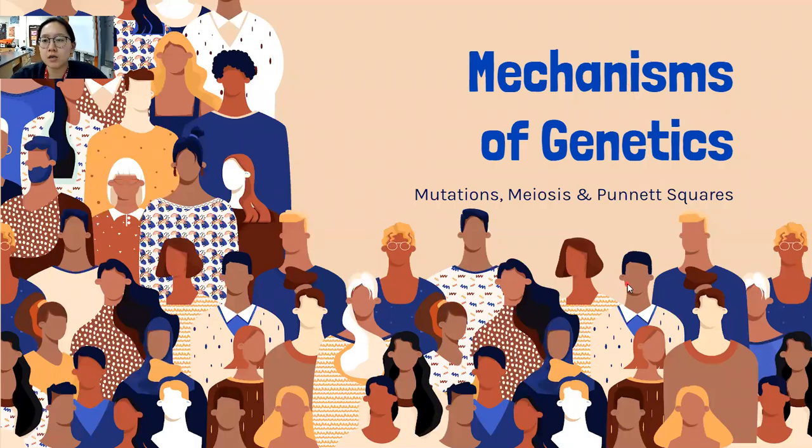Today is going to be on mechanisms of genetics. So we're going to be talking about a lot of stuff, including mutations, meiosis, and Punnett squares. A lot of you remember Punnett squares is not exactly your favorite. So you got to pay a lot of attention on this so that you're going over it and ready to do it on the test when you experience it.